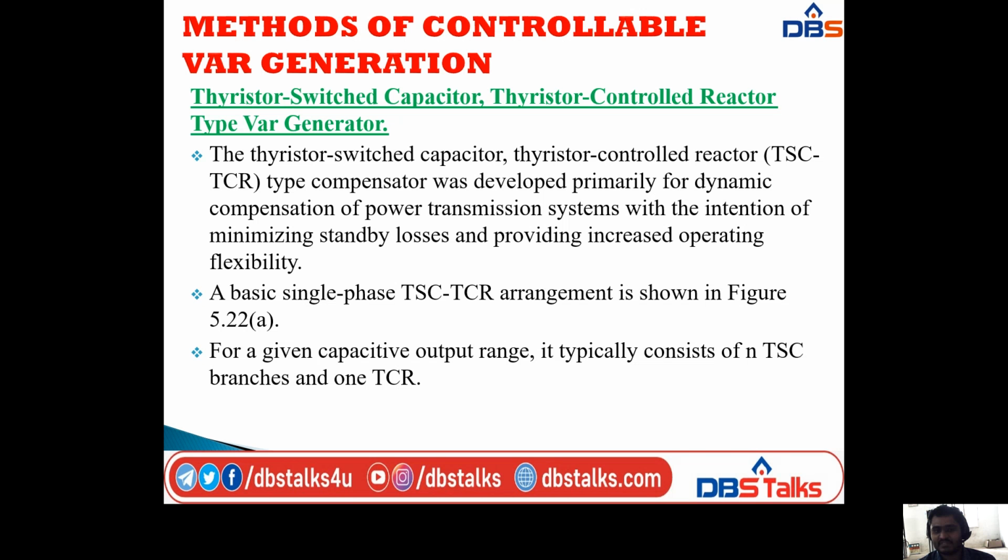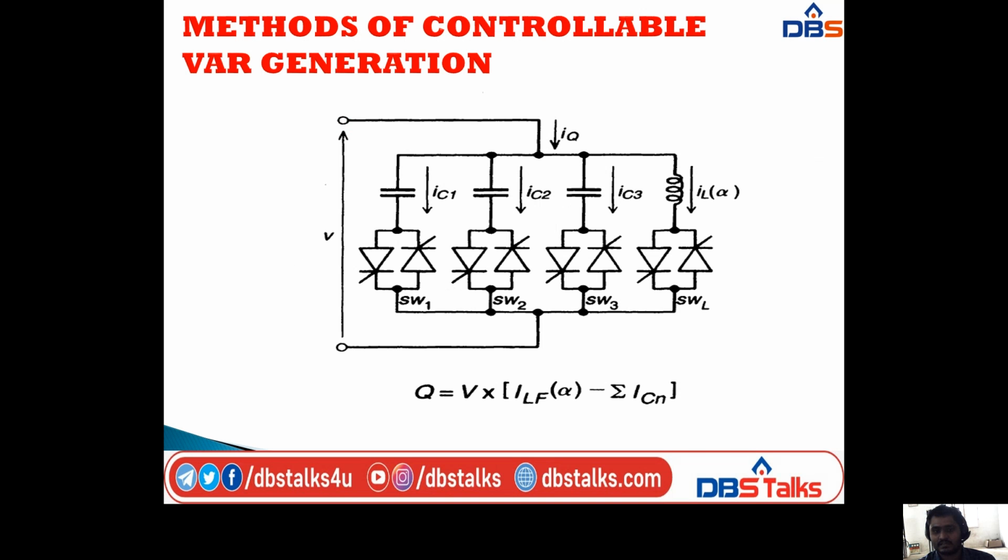Here I am taking the basic single phase TSC-TCR arrangement. It consists of capacitor output range and reserve, typically n TSC branches and one TCR. This is the connection diagram of this method. Here I am taking four thyristor valves, three capacitors and one reactor. The currents through the capacitors are IC1, IC2 and IC3, and the inductor carries the current IL of alpha. Each bidirectional thyristor valve is used as a switch for this combination. These are connected to the supply voltage V, and it finally gives the reactive power, that is IQ.